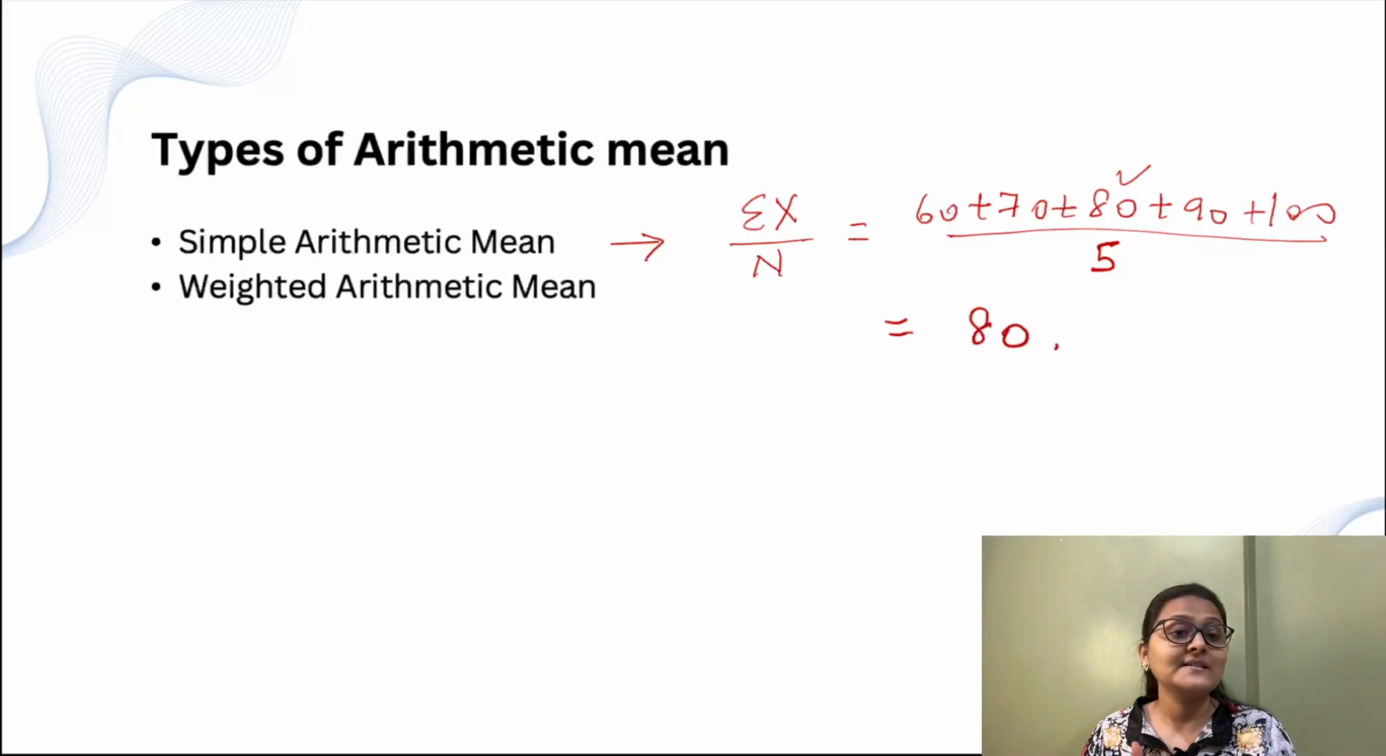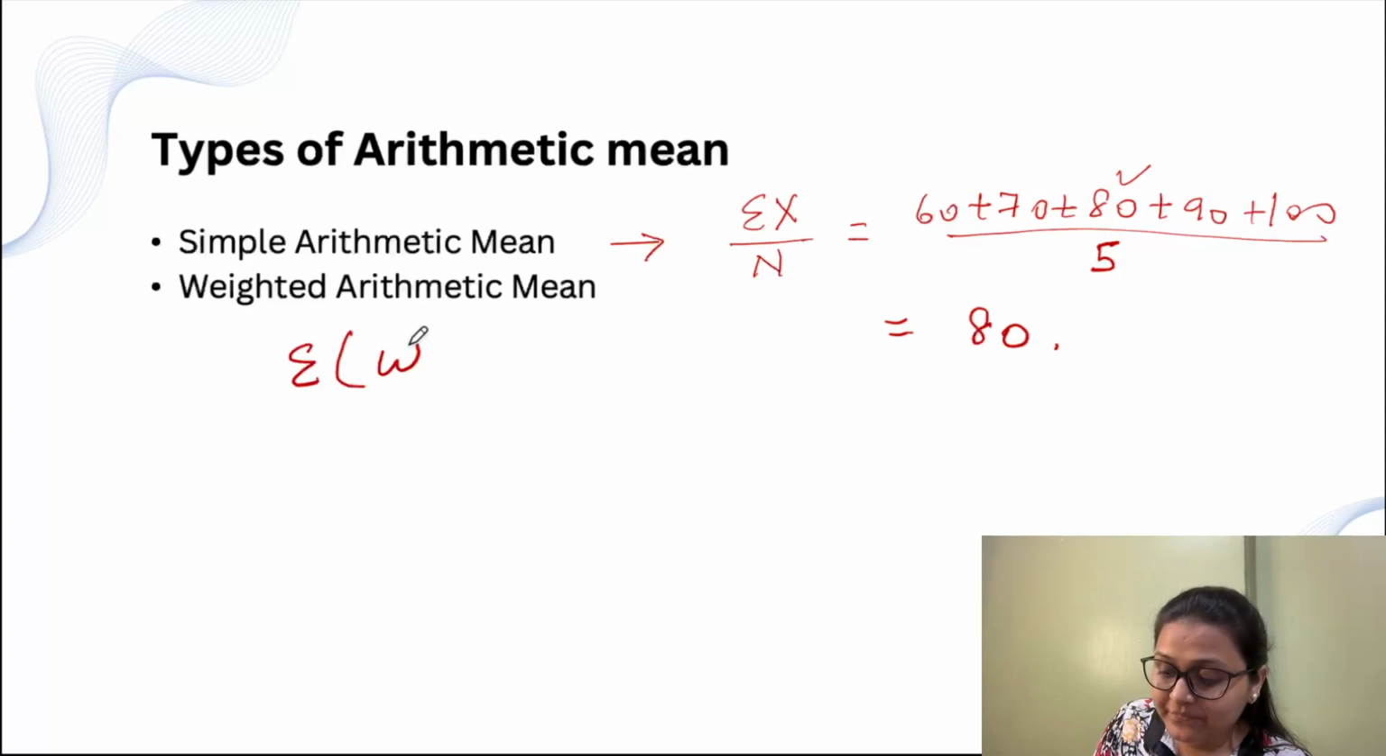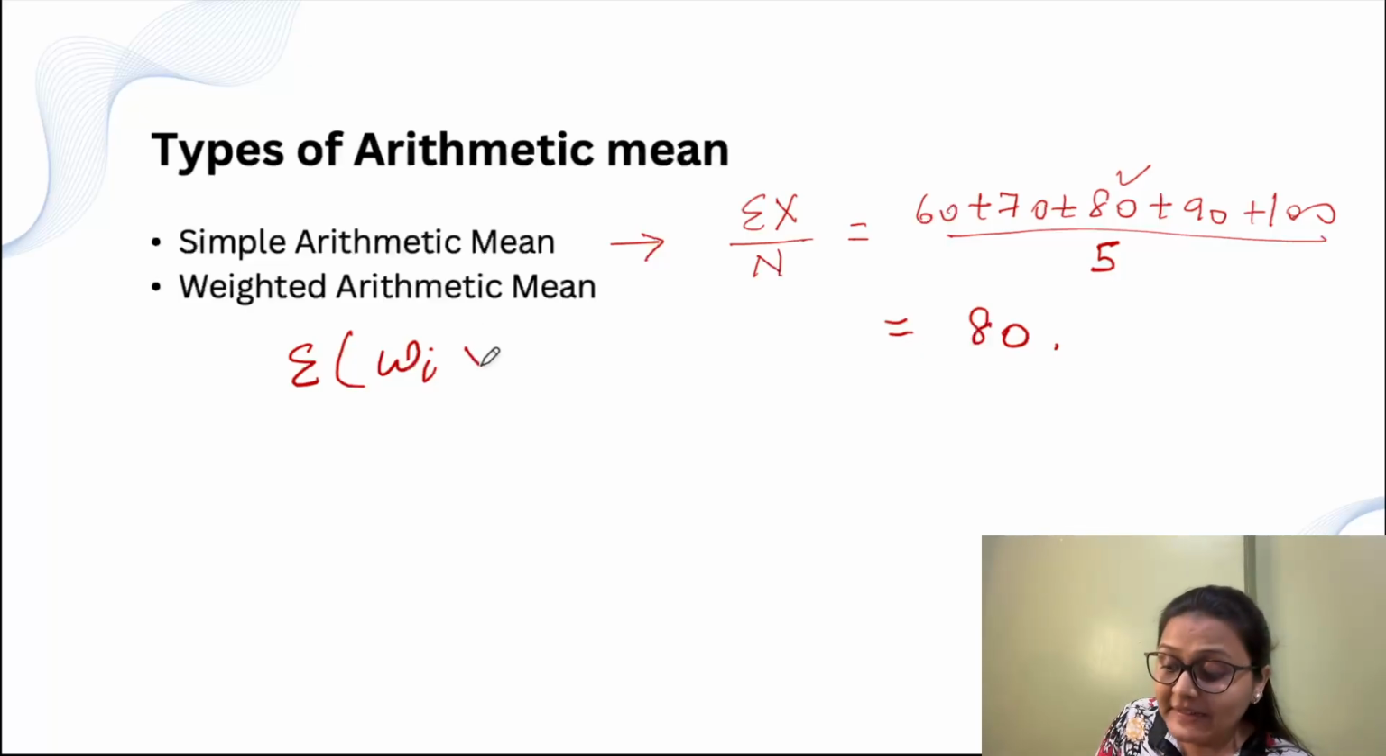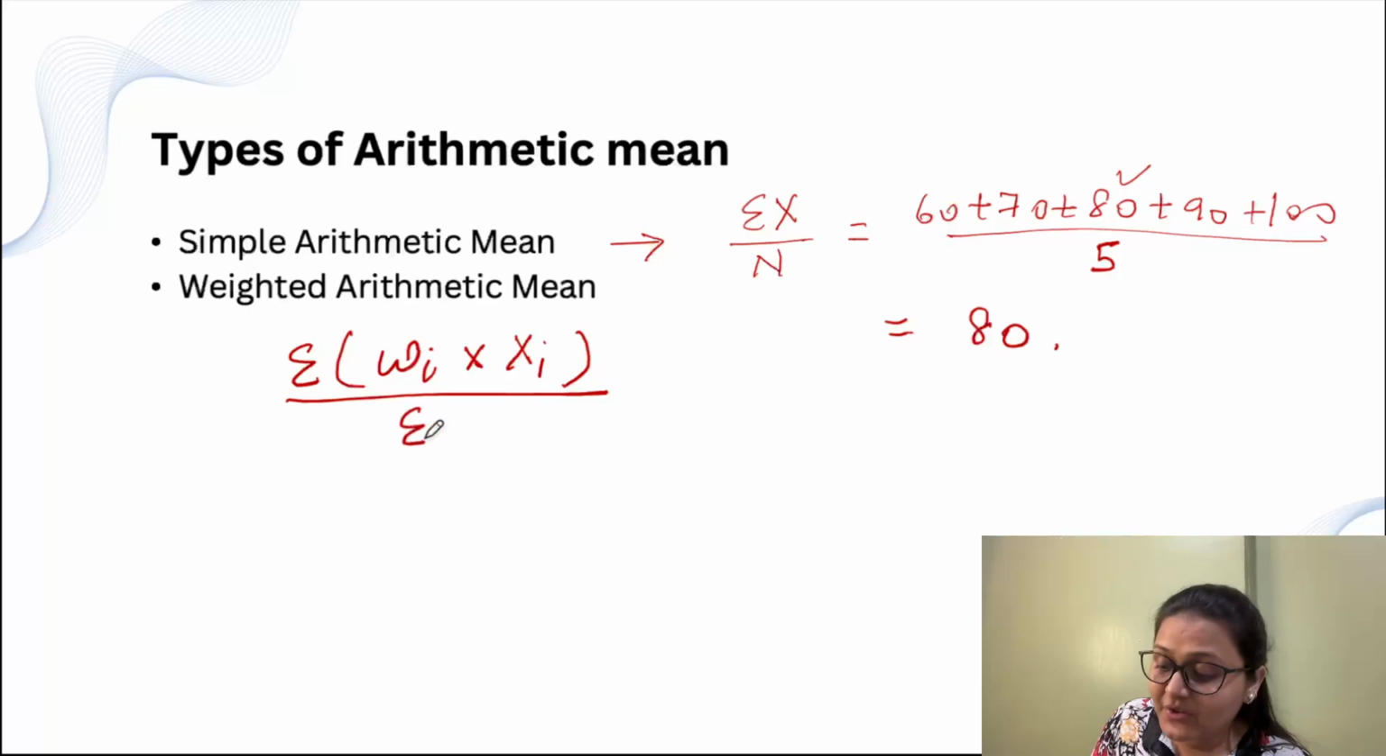Now, second one is weighted arithmetic mean. Weighted arithmetic mean is the average of the set of values that considers the importance, that is the weight, which is assigned to each of the values or the items. So the formula for weighted arithmetic mean is sum of the weight of each of the items multiplied by the individual items, divided by the total weights.